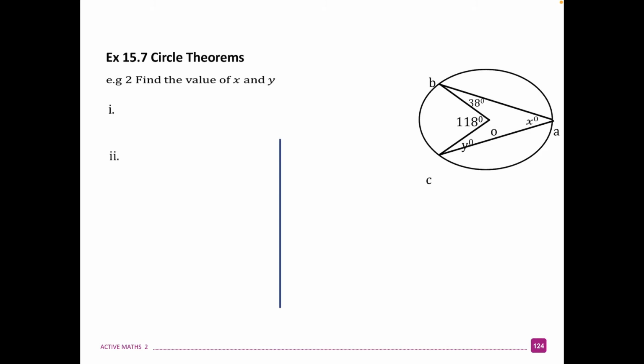Let's try an example question. Here, we're going to use our circle theorems to find the value of x and the value of y. Let's start with finding the value of x. As we can see here, x is lying on the circle. The angle at the centre is twice the angle at the outside. This means that angle x is a half of 118. Angle x is equal to 59 degrees.